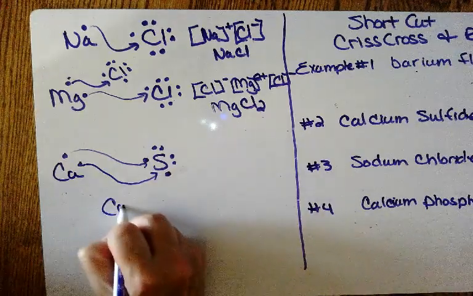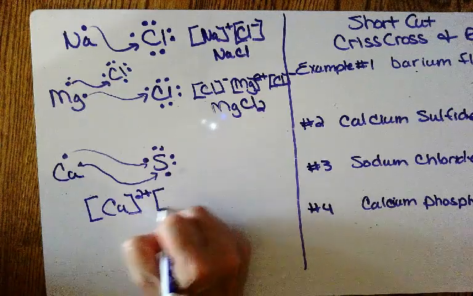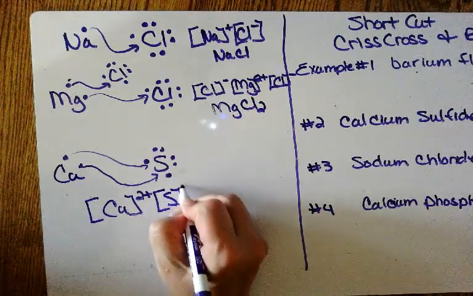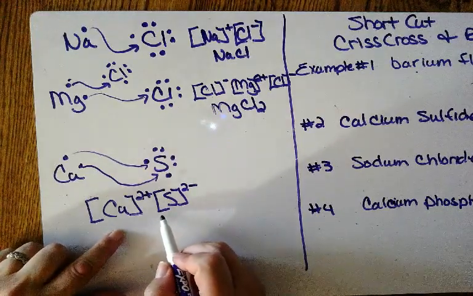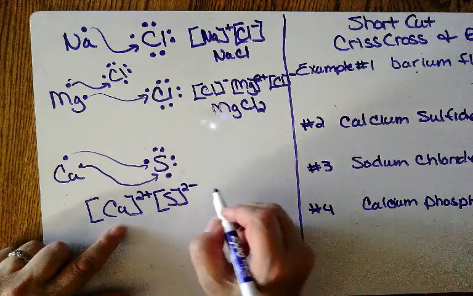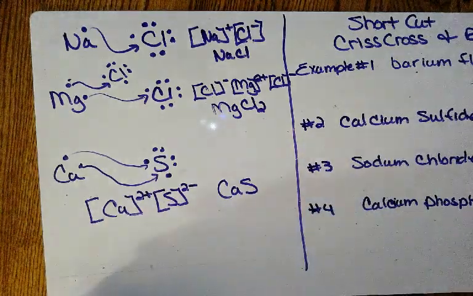So I have calcium that turned into a 2+ cation, and my sulfur, which turned into a 2- anion. And we're going to come back to this example. It's going to show you something. But I still have 1 calcium and 1 sulfur, so that is my formula.